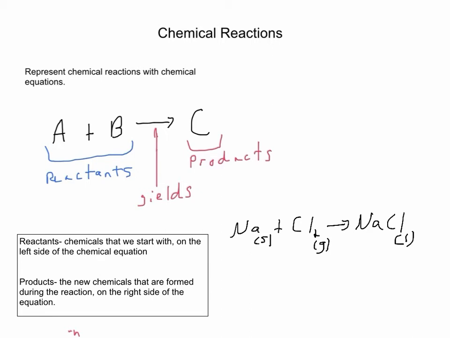So first, let's identify the reactants and the products. So the reactants are what are on the left side of the arrow. So here's our arrow. On the left, we have sodium and chlorine. So these two elements are going to be the reactants. Meaning on this side, this is the product.